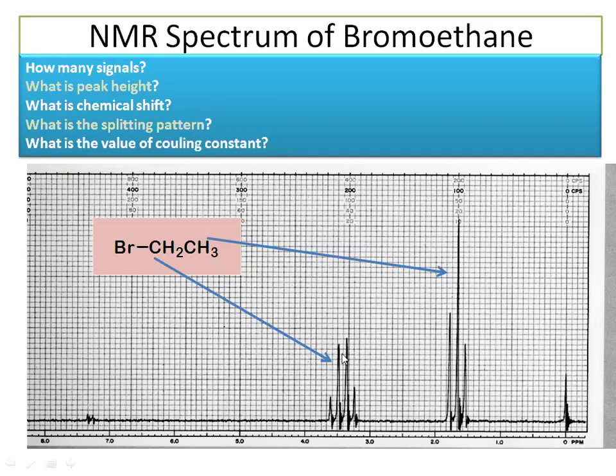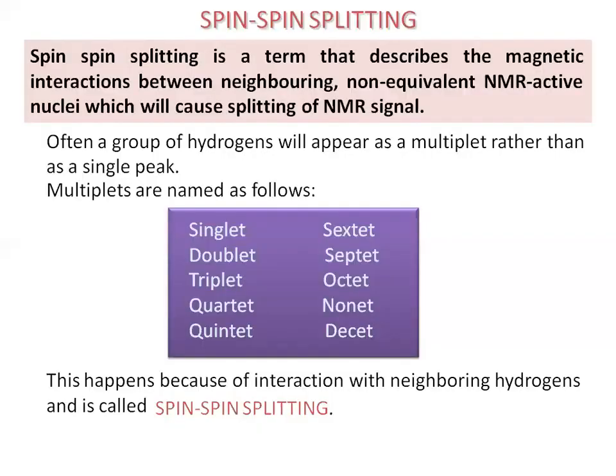This is the distance between different lines of a multiplet. We call this distance the coupling constant, and it is related to the stereochemical aspects of the molecule. It will tell you the ortho, para, meta, cis, trans relationship, or axial and equatorial positions of the protons. Now, spin-spin splitting is a term that describes the magnetic interactions between neighboring non-equivalent NMR active nuclei, which cause splitting of the NMR signal. These multiplets are generally named as singlet, doublet, triplet, and so on.